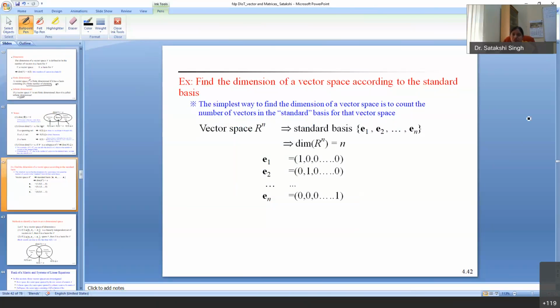So find the dimension of a vector space according to the standard basis. The standard basis for Rn is E1, E2 up to En, and every vector has n elements here, and there are n vectors here which form the basis for the vector space Rn. So the dimension of Rn is equal to n. This n written as a superscript here denotes the dimension of the vector space, and it is written as dim of R to the power n, which is equal to n. Dimension of Rn is equal to n here.